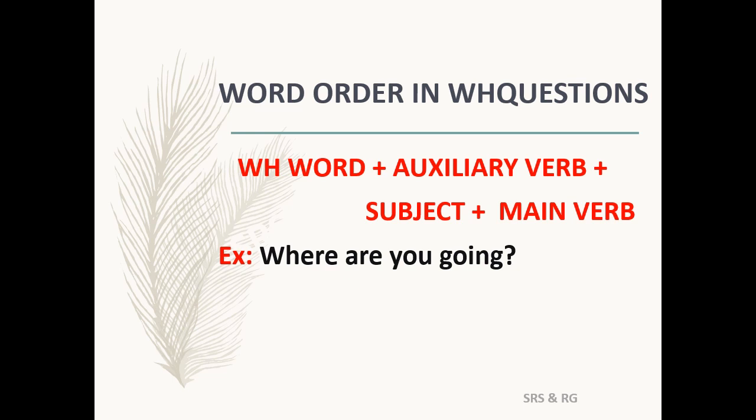For example, where are you going? In this question, the first word is the WH word, where. The second word, are, is an auxiliary verb. The third word, you, is the subject. The fourth word, going, is the main verb. This should be the order or structure of a WH question. If you say like this, where you are going, then it's not a question. So we must always keep this in our mind.